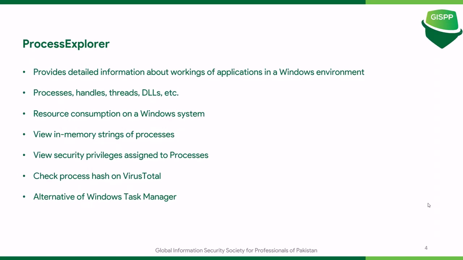ProcessExplorer, on the other hand, provides much more detailed information about a particular process or an application which is currently running on a Windows system. You can triage processes, identify the handles, the DLLs that the process is using, as well as the threads. Along with that, you can identify the resource consumption for that process, and the strings which that process has, both the in-memory as well as the image-based strings. When I refer to the image, it is actually the executable itself. Along with that, you can view the security privileges assigned to that process.